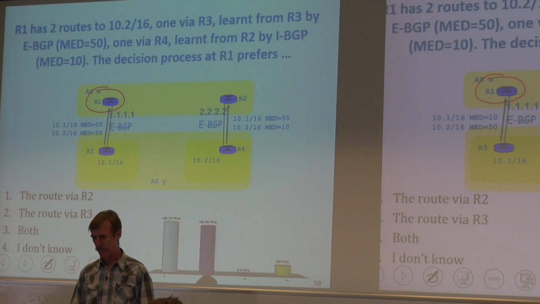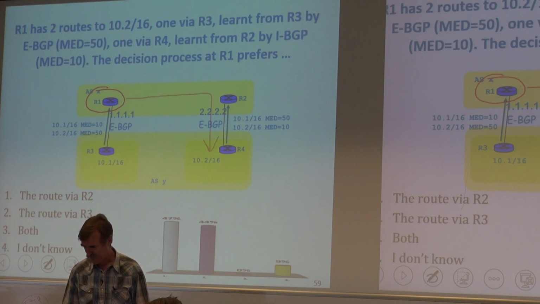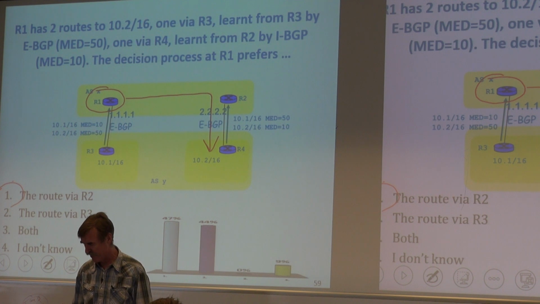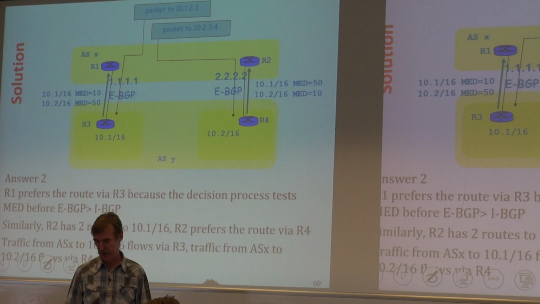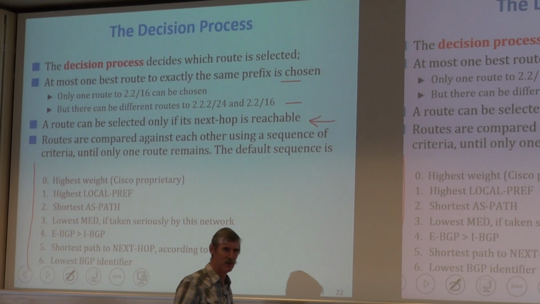No, here we are. It will, of course, prefer the route via R2, this one. And why is it so? Well, the difficulty was to locate the slide with the decision process. The good thing about BGP is that the decision process is very well defined. Here it is, that's slide 22.